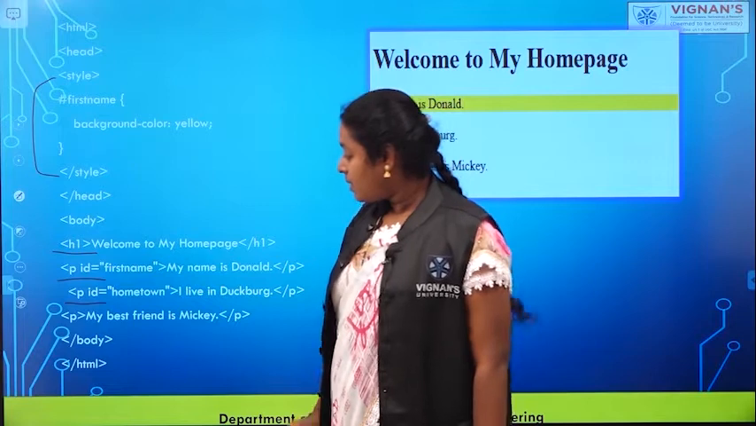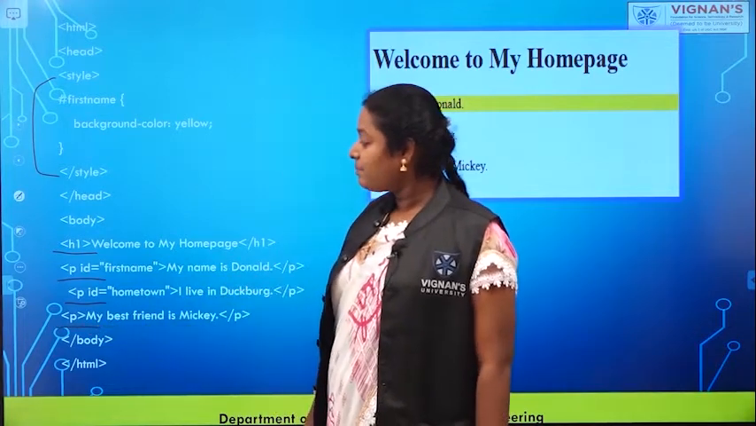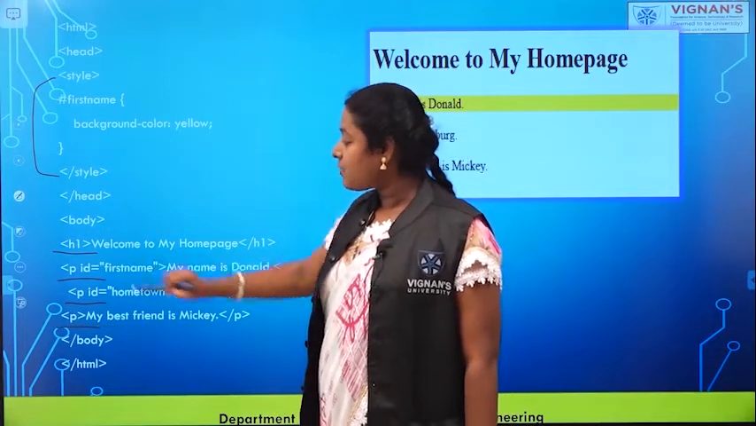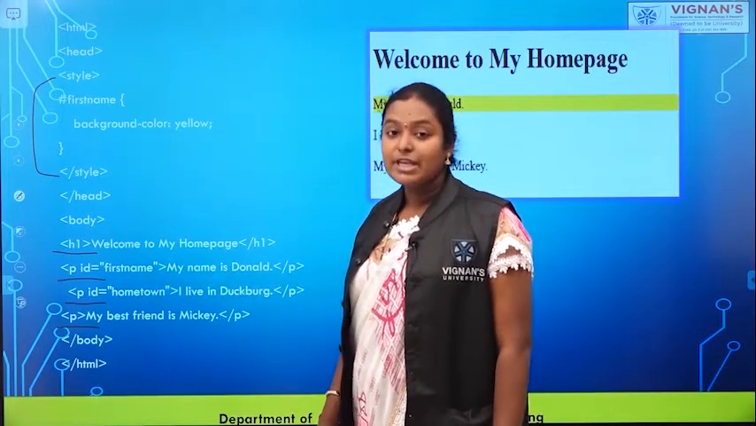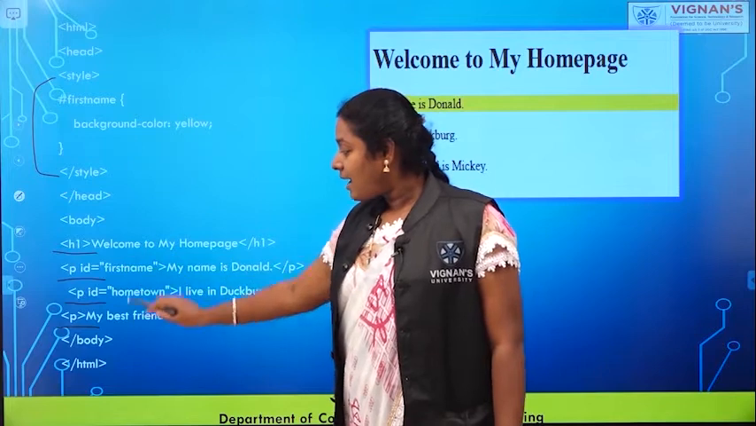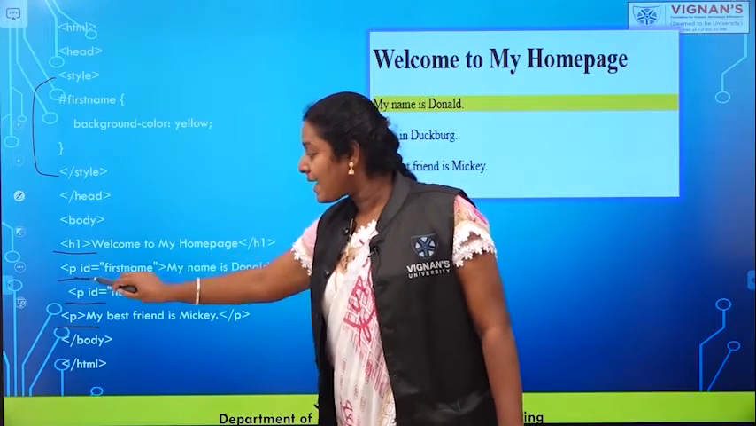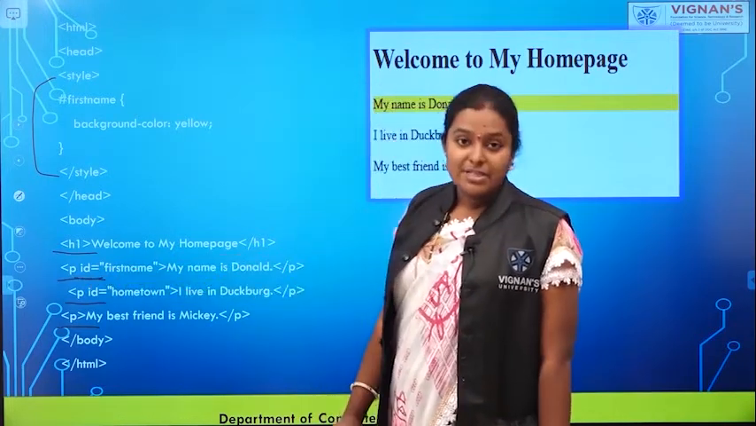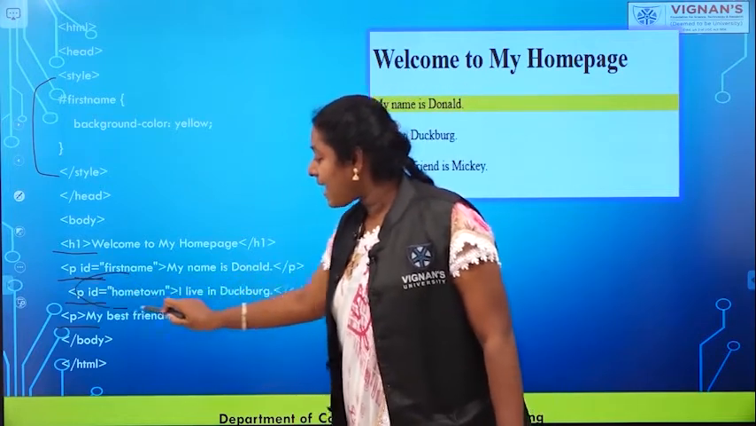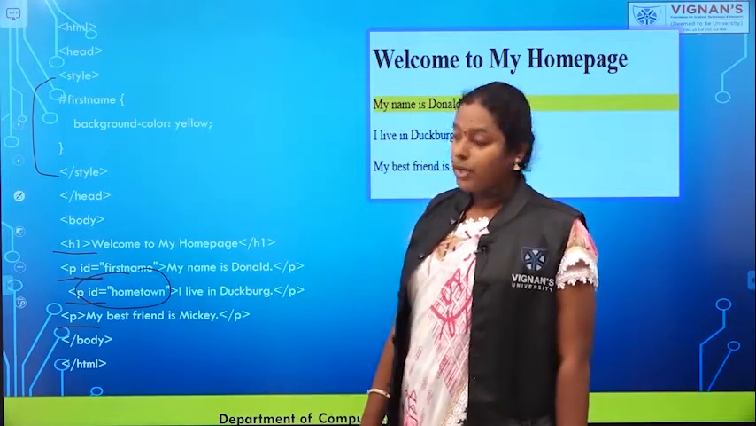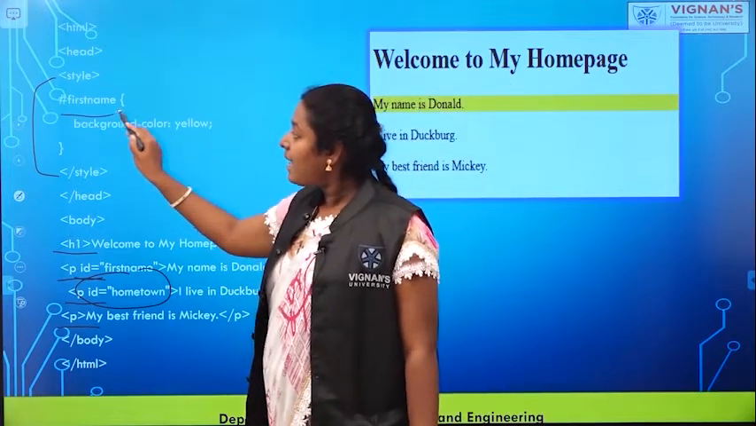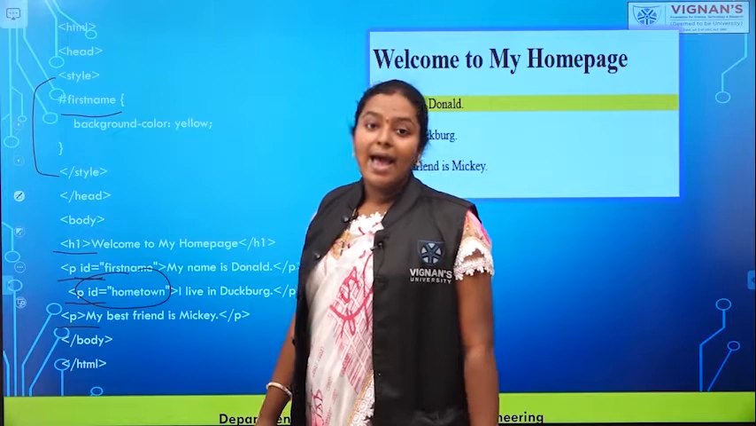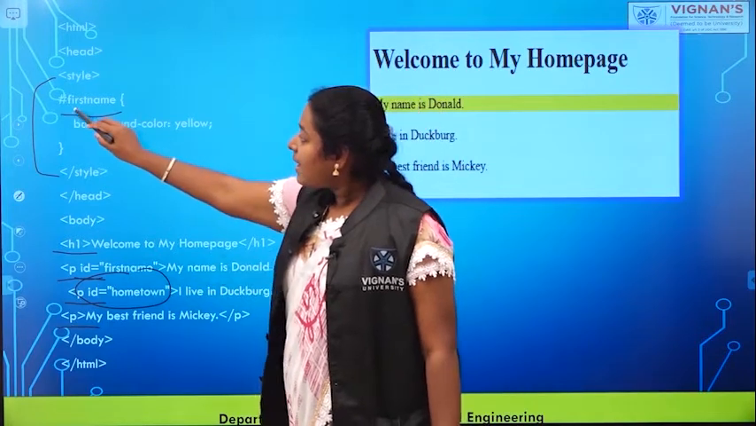If you see in the body, I have taken one H1 tag and, sorry, three P tags. In the H1 tag I wrote welcome to my home page, and for the P tags I gave IDs. For the first P tag I gave ID equal to firstname, and for the second P tag I am giving ID equal to hometown. Now go to the style tag. Here I wrote a hash followed by the ID value.